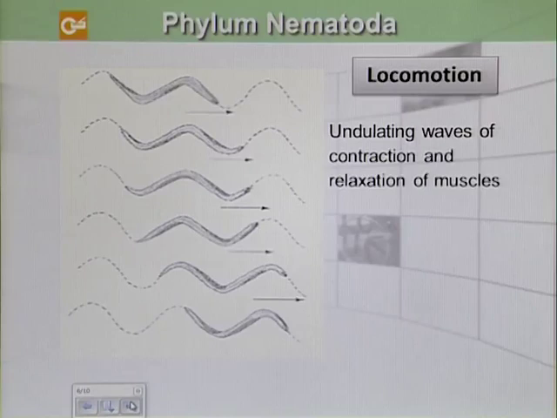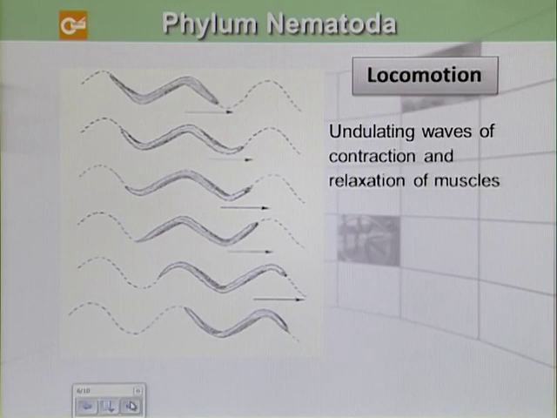relaxation of muscles. Nematodes actually unsegmented worms हैं और इसका जो outer covering है वो thick cuticle है और इसके muscles जो हैं वो epidermal layer के inside होते हैं और throughout length of worm extend करते हैं और body को encircle नहीं करते हैं. That is why there is undulating waves of contraction and relaxation of muscles, and जो इनकी movement होती है it is so because of their longitudinal muscles.